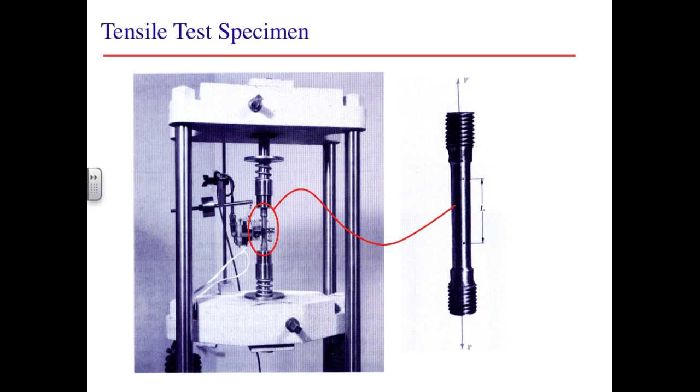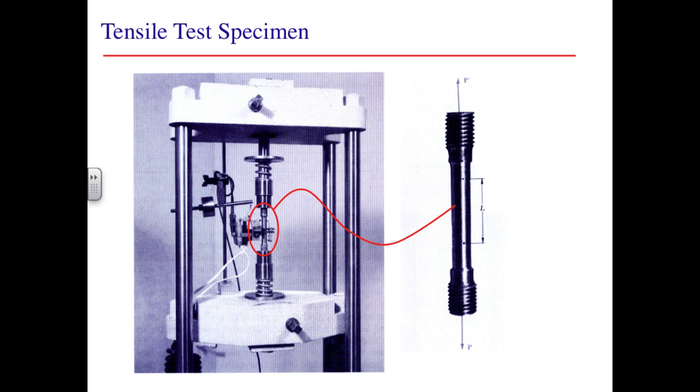This figure shows the standard coupon, a cylindrical specimen with threaded ends that can be securely fastened to the jaws of the tensile testing machine. When the machine is activated, it moves the jaws apart at a constant rate, and the force required to do so is recorded.